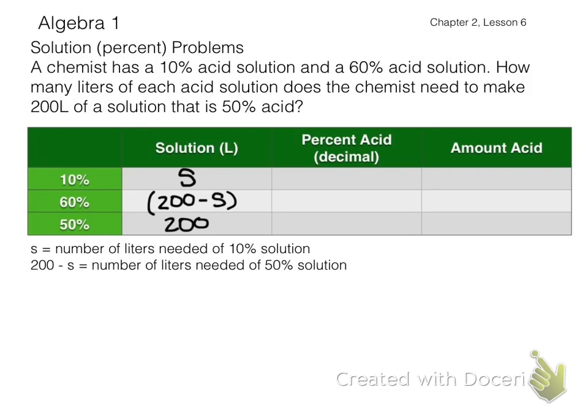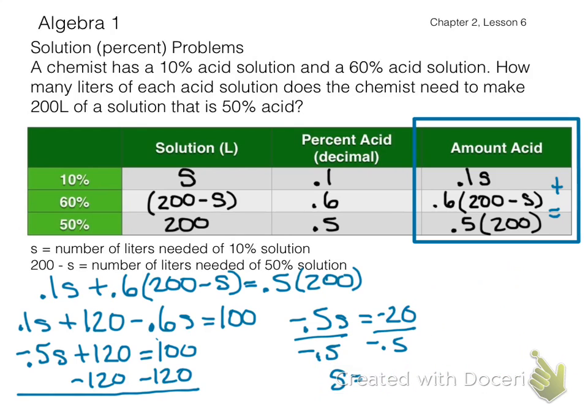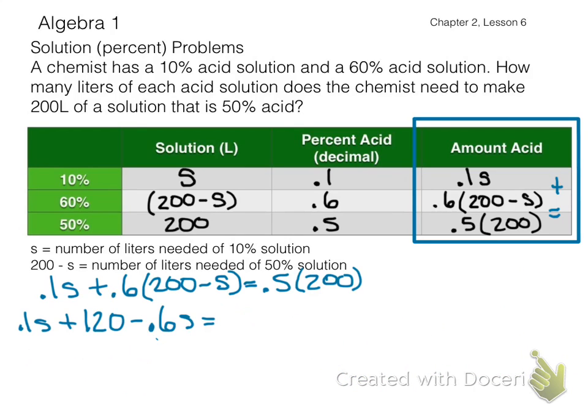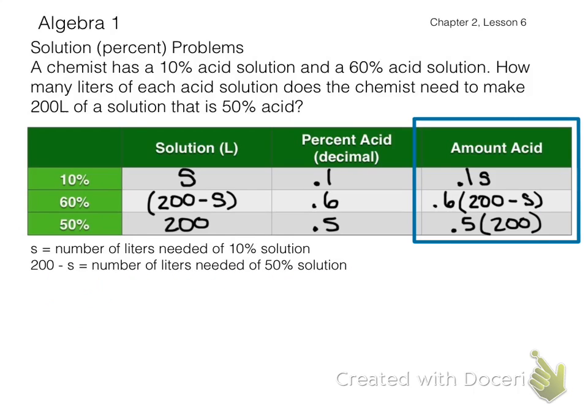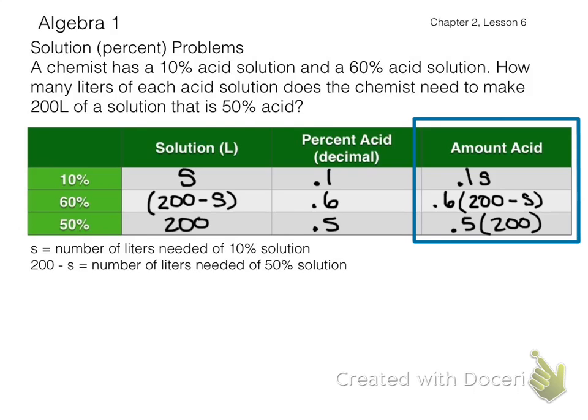All right, so let's figure out what the percent acid is. I always set it up as a decimal, because decimals are pretty easy, especially when you've got calculators. Okay, so now the percent acid for 10% is 0.1, as a decimal, right? 0.6 is the decimal for 60% and 0.5 for 50% as a decimal.